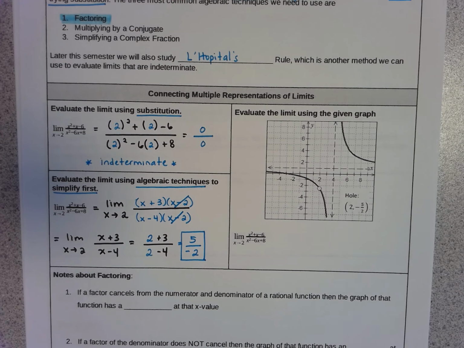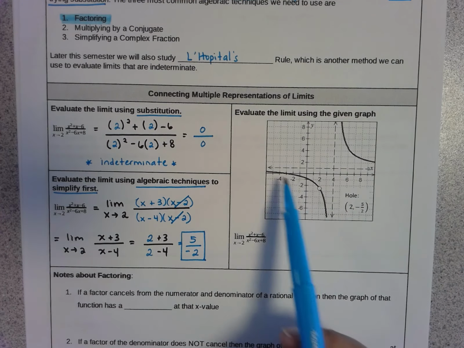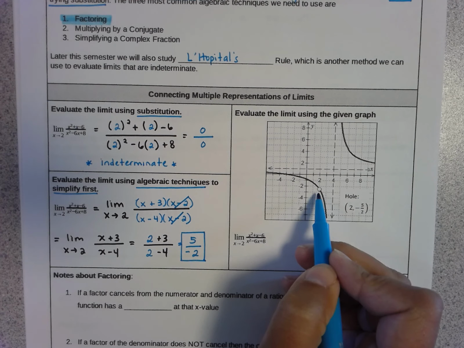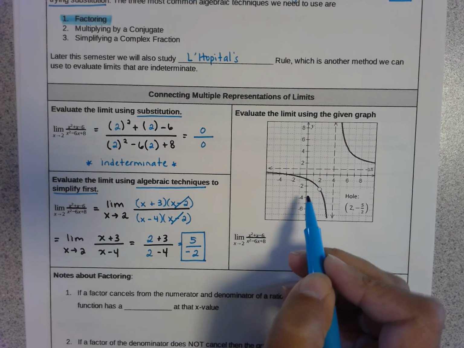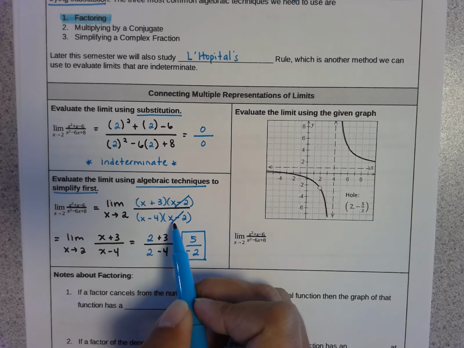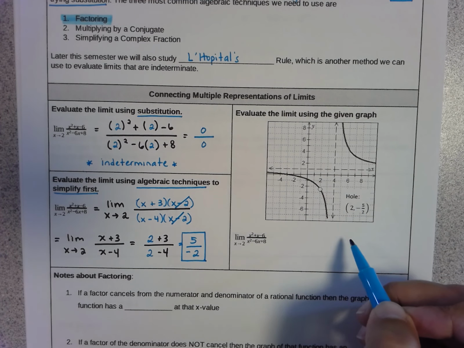Now let's compare that to a graphical representation, because we've learned how to find limits on graphs before. If we were to graph this original function, this is what it would look like. There would be a vertical asymptote in this graph, a horizontal asymptote in this graph, and there would be a hole. One thing that I want to remind you is that if a factor cancels from both the numerator and the denominator, it creates a hole in the graph of the function. And this hole is located at the point 2, negative 5 over 2.